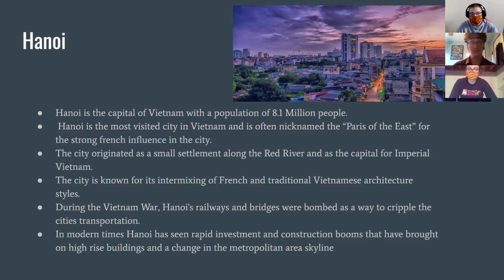The city originated as a small settlement along the Red River and as the capital for Imperial Vietnam. The city is known for its intermixing of French and traditional Vietnamese architectural styles. During the Vietnam War, Hanoi's railways and bridges were bombed as a way to cripple the city's transportation. In modern times, Hanoi has seen rapid investment in construction booms that have brought on high-rise buildings and a change in the metropolitan area skyline.